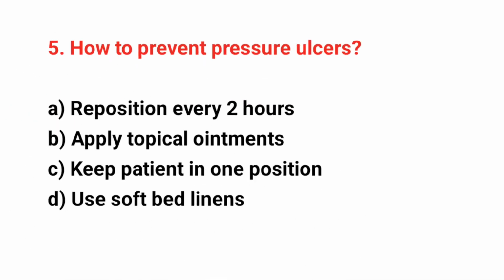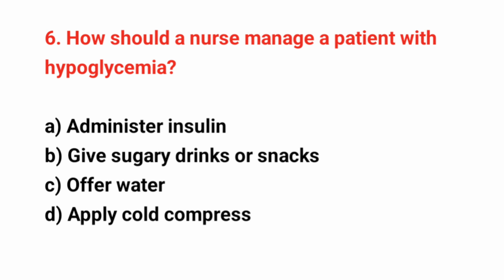Question number 5. How to prevent pressure ulcers? The right answer is option A, reposition every 2 hours. Question number 6. How should a nurse manage a patient with hypoglycemia? The right answer is option B, give sugar drinks or snacks.